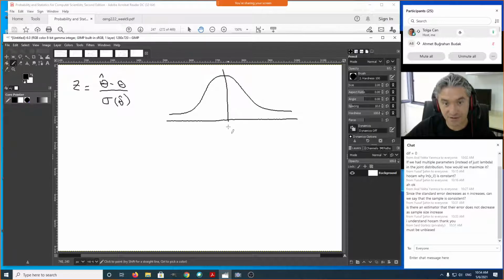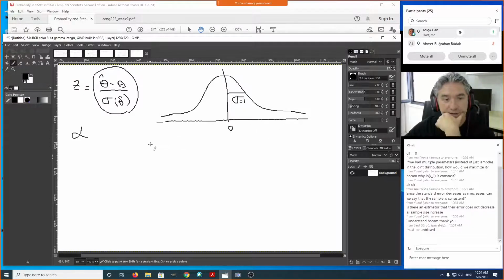Which means that it's centered at 0 with a standard deviation of 1. So I standardize this variable. This equation that I write here, which is a random variable because theta hat is random, is a standard normal variable. Now, here, what is the probability? This is the place where we are going to bring alpha to this picture.